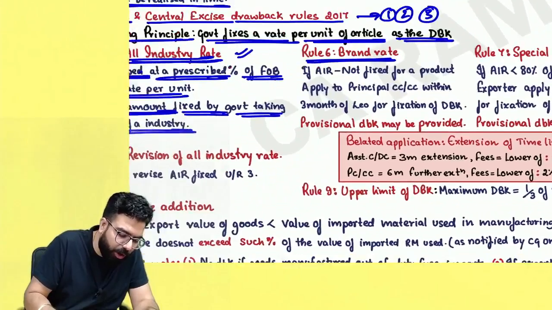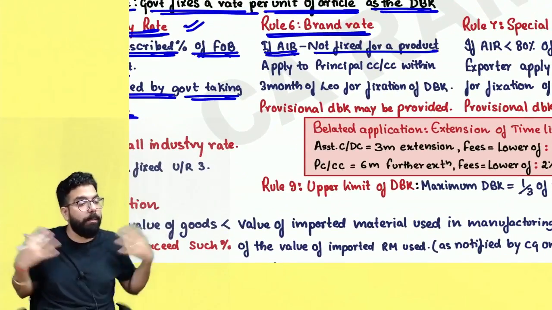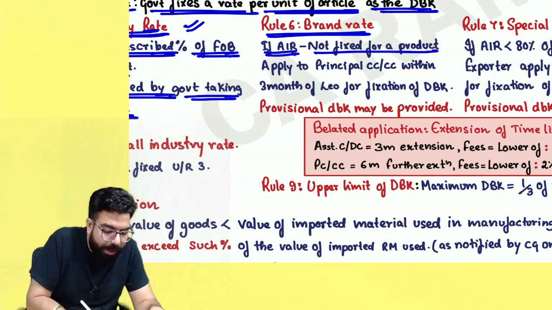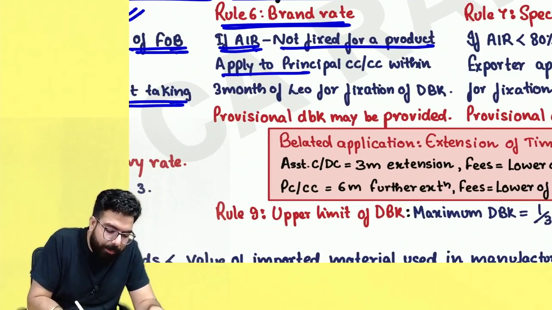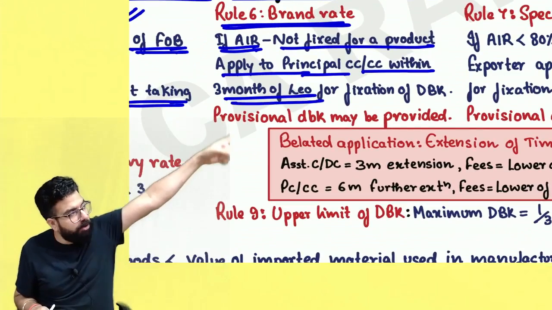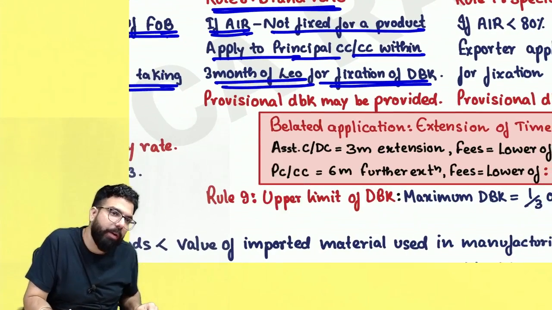Rule number 6 goes ahead and talks about brand rate. If all industry rate is not fixed for a product, might be my product which I am exporting, then go to the government and apply to the principal commissioner or commissioner of custom within 3 months from the late export order. Within 3 months you have to apply for a fixation of duty drawback.